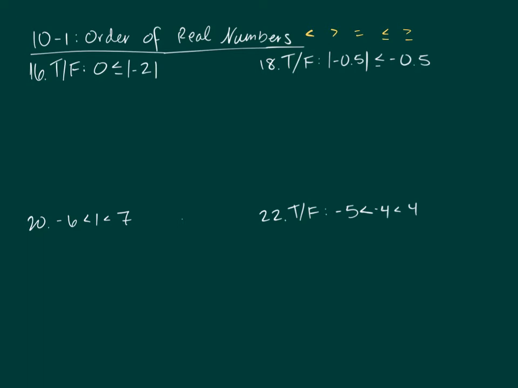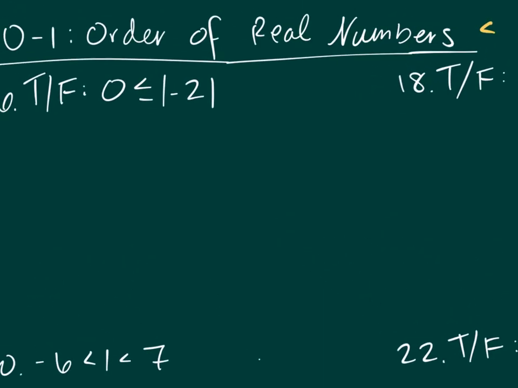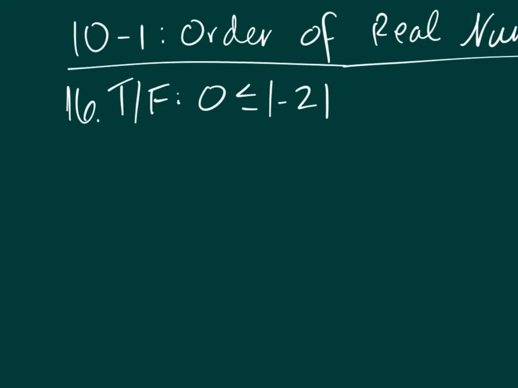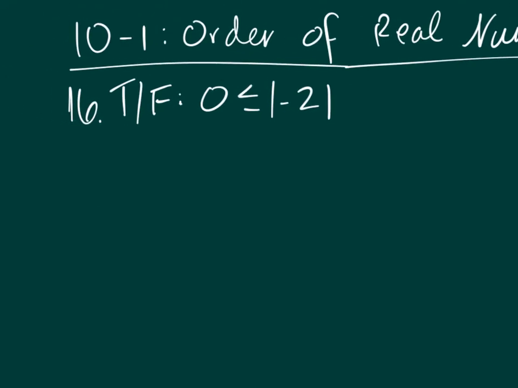To begin, we're on page 460, and we're looking at true and false statements of inequalities. We need to show if the statement given is true or false. In 16, we're given 0 is less than or equal to the absolute value of negative 2. Now, less than or equal to means that it's either less than or equal to. It doesn't necessarily have to be both.